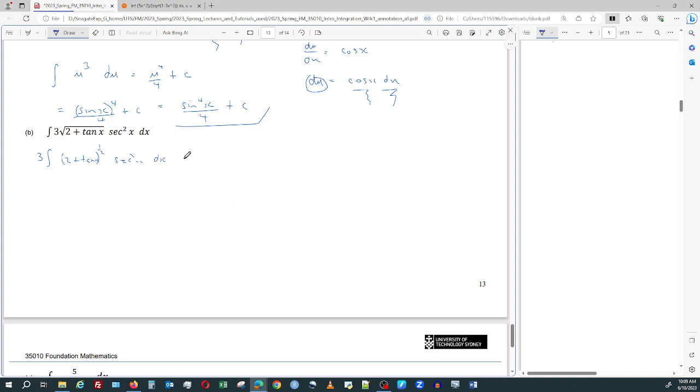So, what are we looking for? We're looking for let u equal 2 plus tan x, and staying in the column, two is a constant, so it disappears. The derivative of tan x is sec squared x.